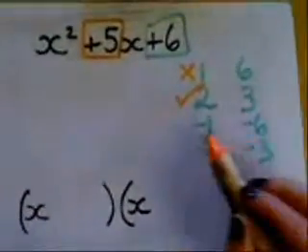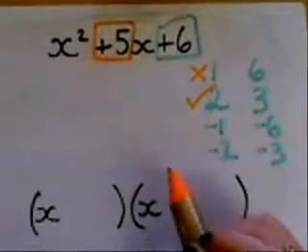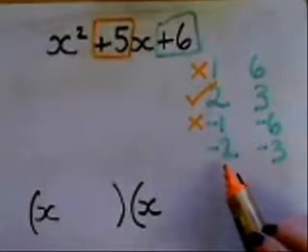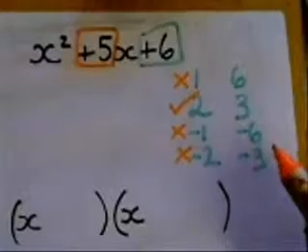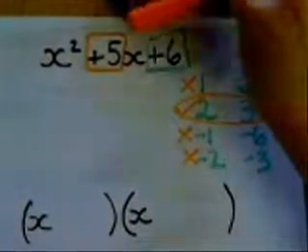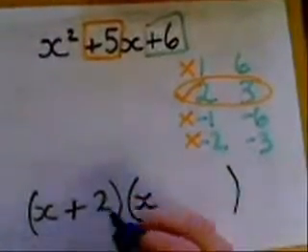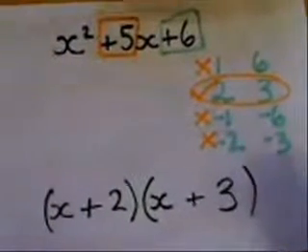We just check the others to eliminate them. So minus 1 add minus 6 gives us minus 7, so that doesn't work. And minus 2 add minus 3 gives us minus 5, so that doesn't work. The only one that works is 2 and 3, positive 2 and positive 3. So our answer must be x plus 2, x plus 3.